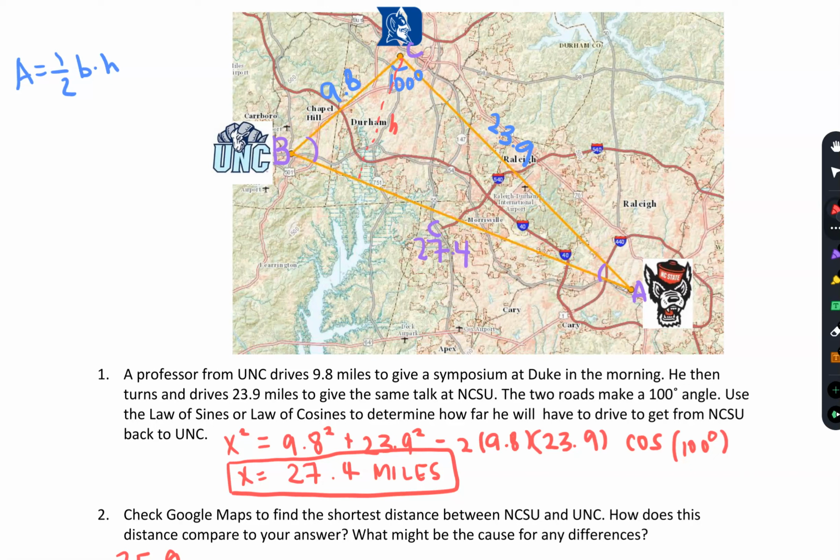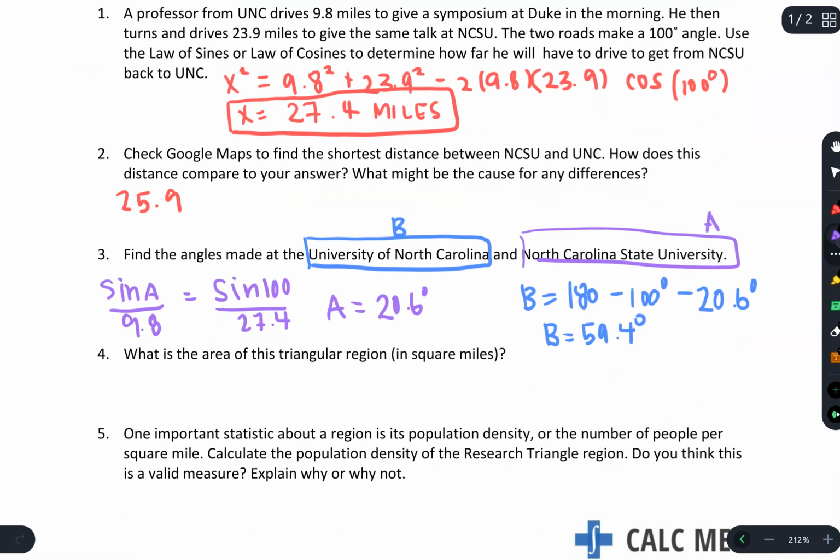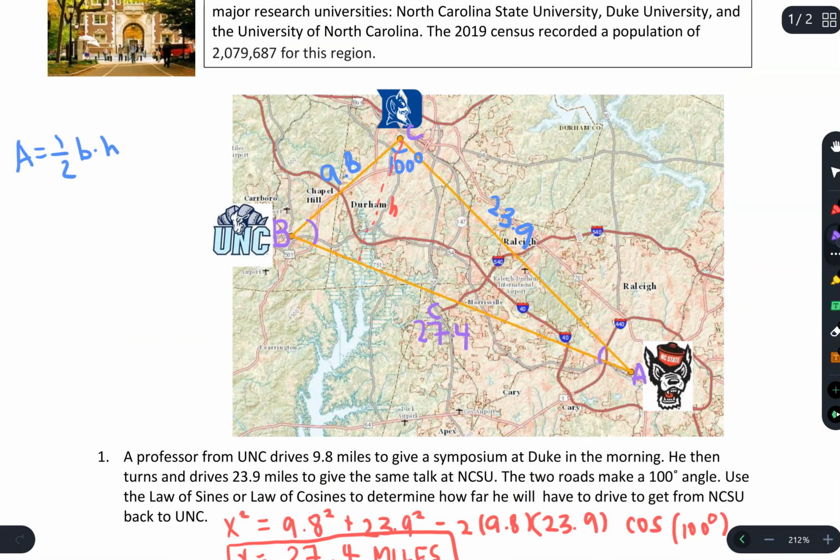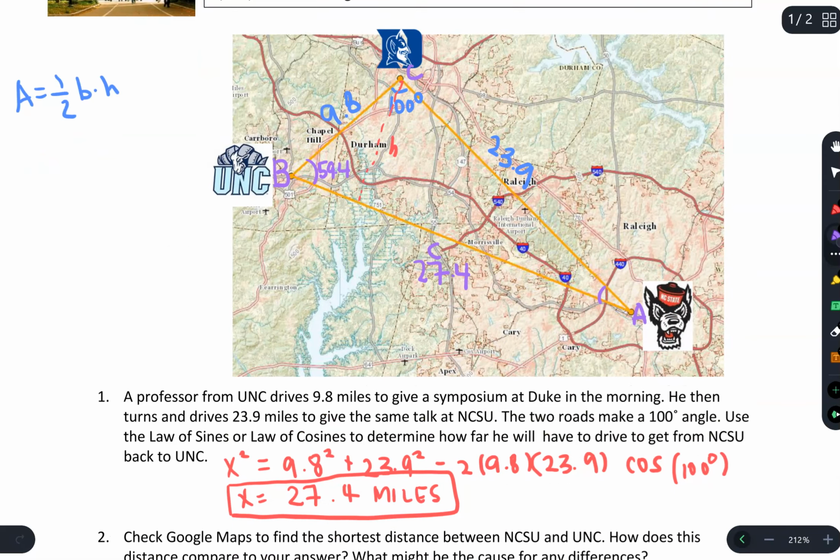I need to know it, but I don't know it, right? Okay, but is there now, hold on. I know what angle B and angle A are, right? Angle B was 59.4. And then angle A was what? 20.6.